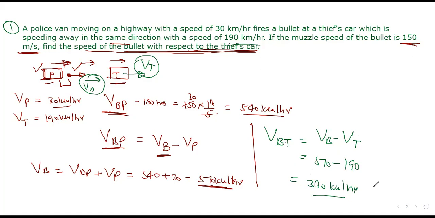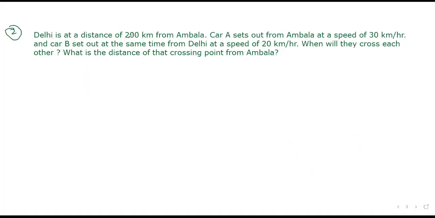So let's move to the next problem then. In the next problem, they said Delhi is at a distance of 200 kilometers from Ambala. Car A sets out from Ambala at a speed of 30 kilometers an hour, and car B sets out at the same time from Delhi at a speed of 20 kilometers an hour. When they cross each other, what is the distance of the crossing point from Ambala?